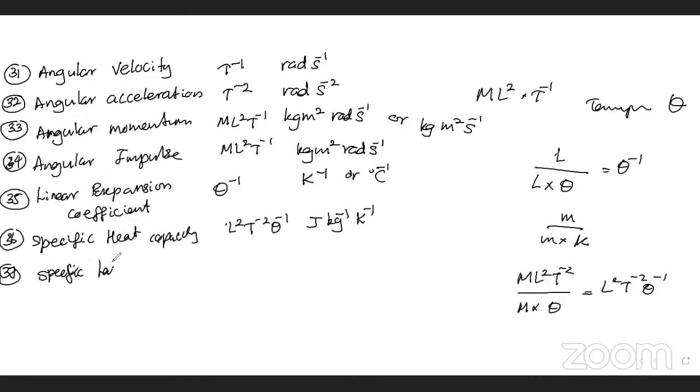Specific latent heat. It is the heat required divided by the mass. So the theta will not be there, and you can easily get L square T minus 2. Its unit is joules per kilogram.